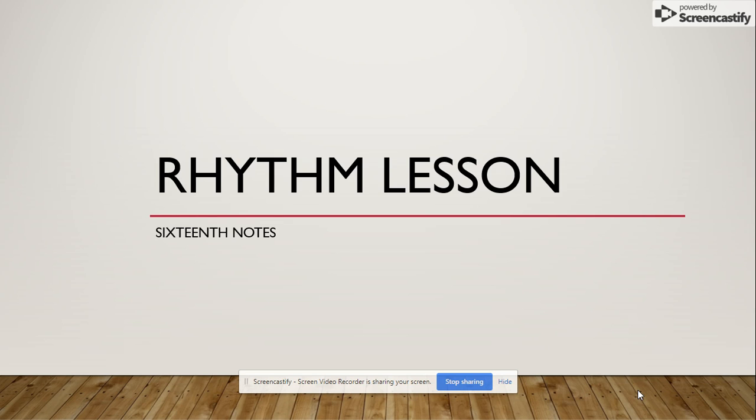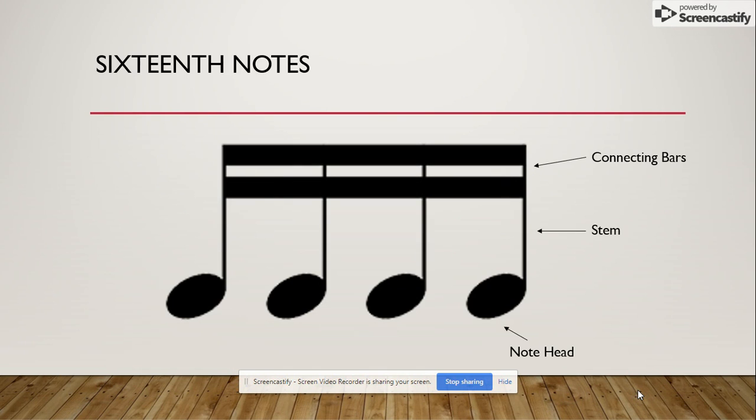For today's rhythm lesson, we are going to learn about 16th notes. Like other notes, 16th notes have note heads, stems, and when there is more than one 16th note, the notes are grouped together with two bars. 16th notes can appear in a variety of ways in music, but for this lesson, we will work on 16th notes that are in four-note groups.